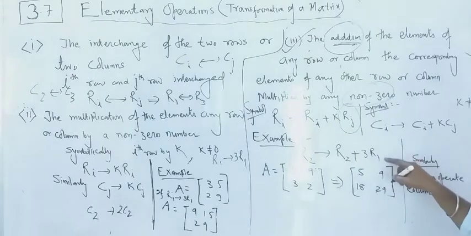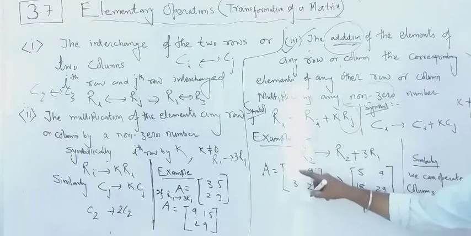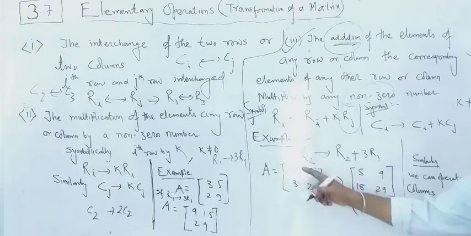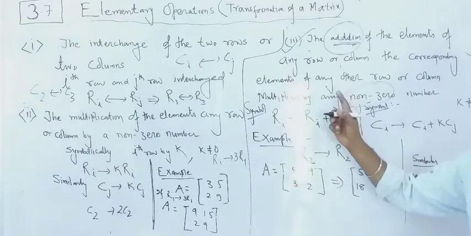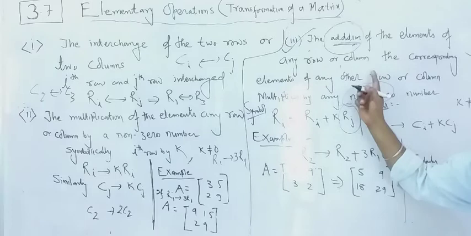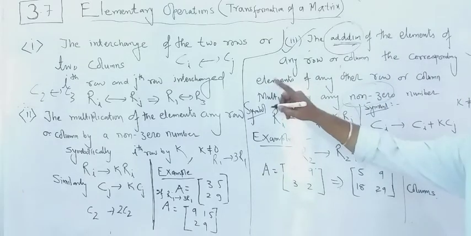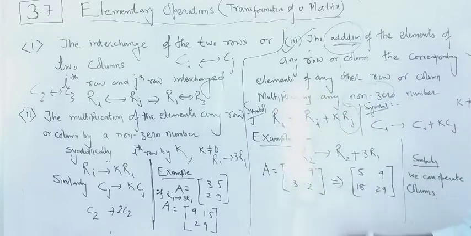Multiply thrice R1 with the first row. So 3 5s are 15. Add with this 3, so it will become 18. Then 3 times 9, that is 27. Add with 2. Then you will get a new matrix. And in that matrix we applied this operation. The most important operation, again I am telling you, is the third one. With the help of the third one and the second and first one, we can solve many questions which we are going to see in a coming session.